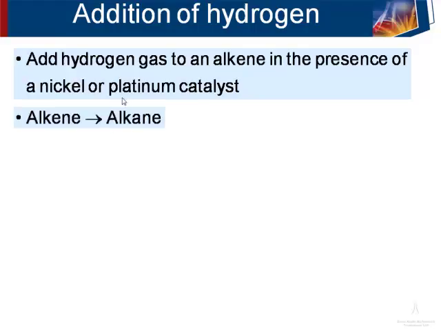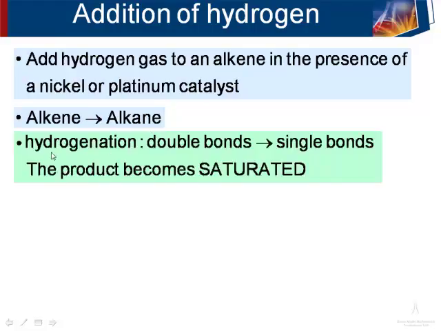An alkene is then converted into an alkane, and we can see by the process of adding the hydrogens, the double bond is opened up and the hydrogens are added across the double bond, and we form an alkane, which is a single bond. So this process is called hydrogenation. The double bonds therefore become single bonds, and the product becomes saturated.